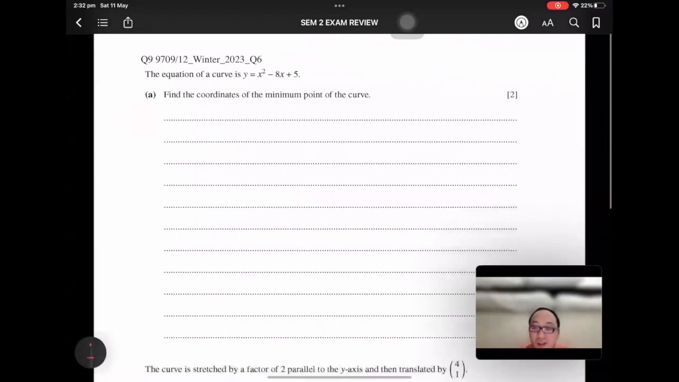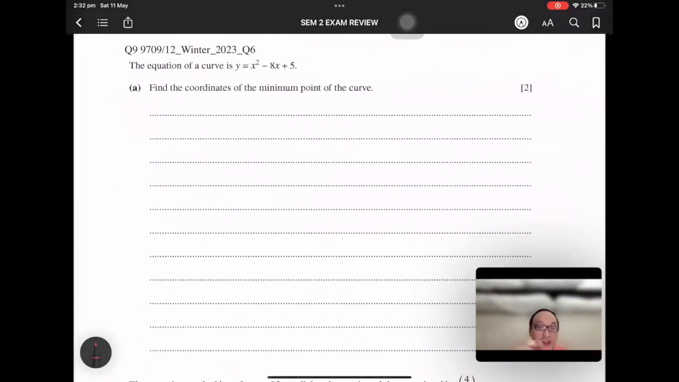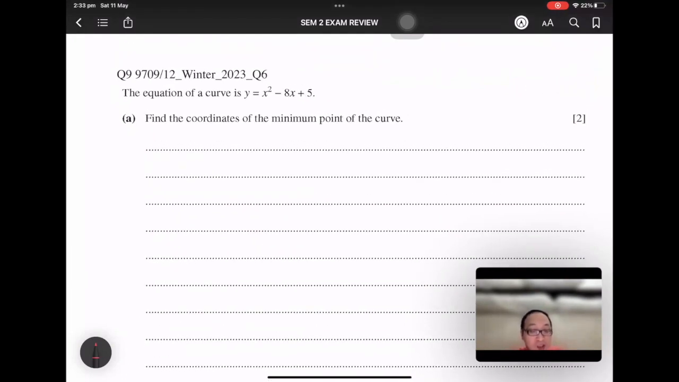Number 9. The equation of the curve is y equals x squared minus 8x plus 5. Find the coordinates of the minimum point of the curve. In this question, we can use two methods. The first method is by using the completing the square form, and the second method, we can use differentiation. But I will choose the completing the square form since it's easier, or I will do it in both methods.